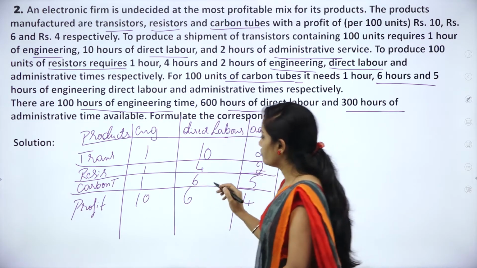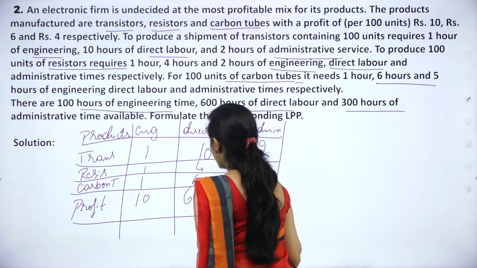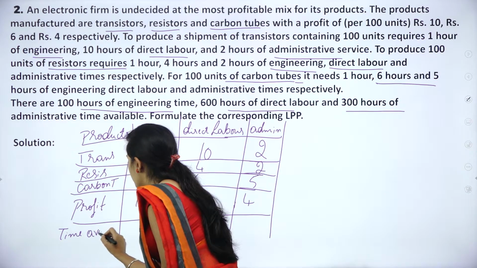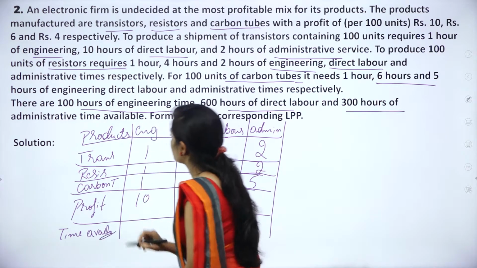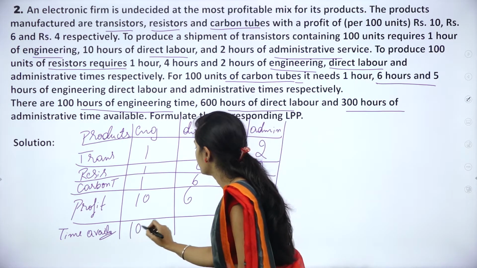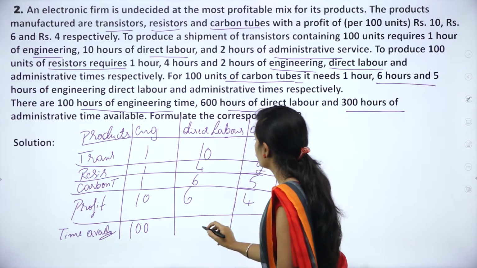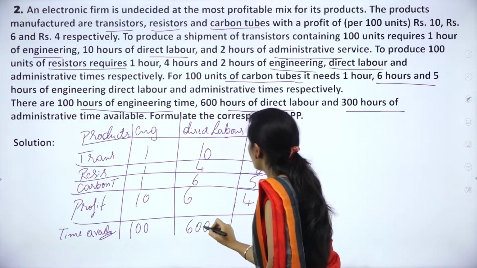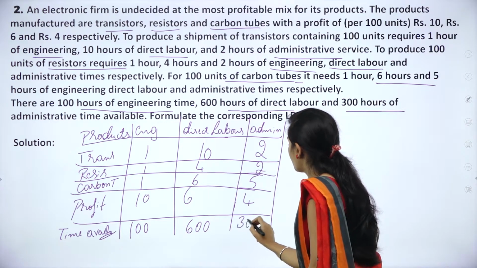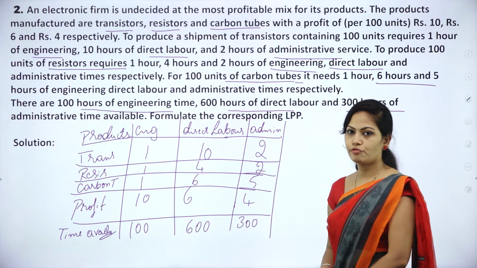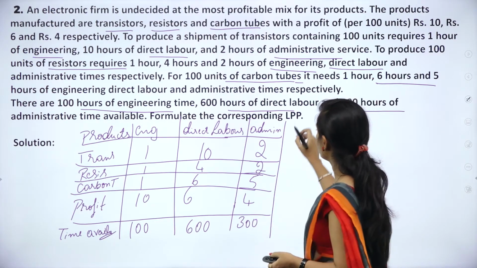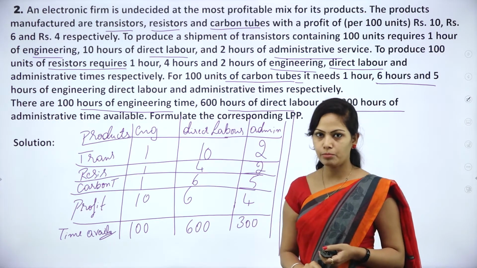So here we have time availability also. Time availability is 100 hours for engineering, 600 hours for direct labor and 300 hours for administrative. So first write all the given values, then you can easily construct the LP model.